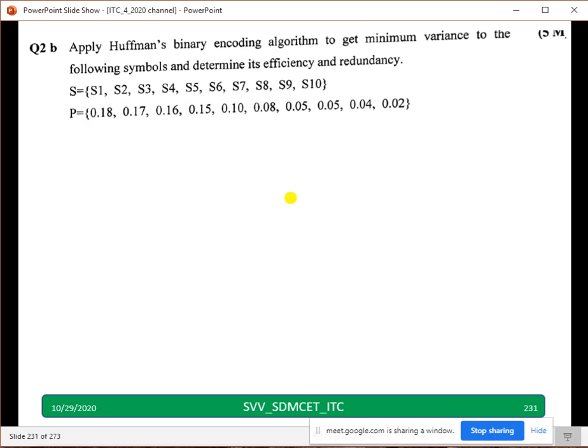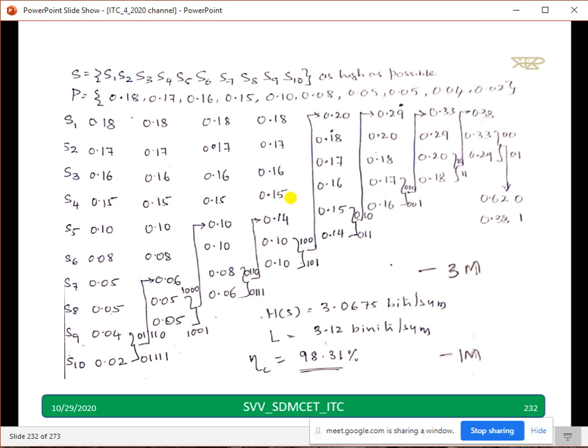And for this also, most of them have written correctly. And 2B, Huffman code also, I think most of those who wrote it wrote it correctly. And efficiency, some people might have got something different. Even 1 to 2% is okay. But if it is 10%, 20%, then definitely H of S may be wrong, or you might have done L wrong. These are the answers for question number 2.